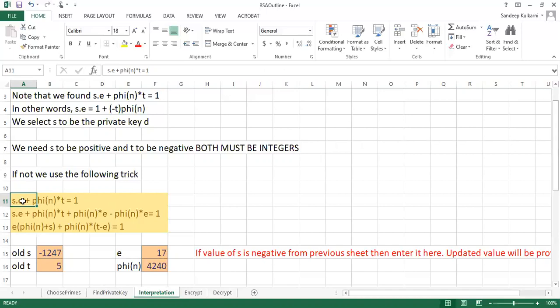I'm going to first make this observation. What we got was S times E plus phi n times T was 1. I'm going to add phi n times T to both of them. So I get S times E plus phi n times T plus another phi n times... no, excuse me. I have S dot E. I'm adding phi n times T. Sorry, there was a typo on the slide, so I went ahead and fixed that.